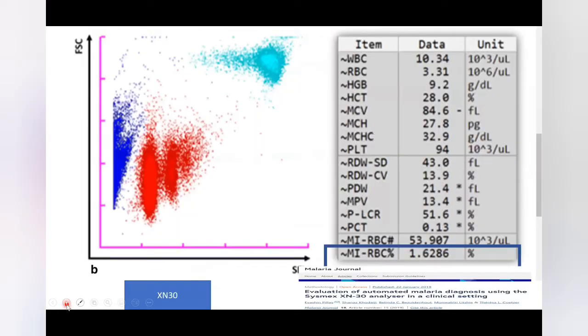Okay, just an update here. So this is an XN30 and they have just come up with a new parameter for detecting malarial parasite. And this parameter is called MIRBC, that is malarial infected RBC. And they use a dye called Lyseril, which basically detects the fluorescence by the malarial parasites. So this is a new parameter which is coming up, and let's see how it works.